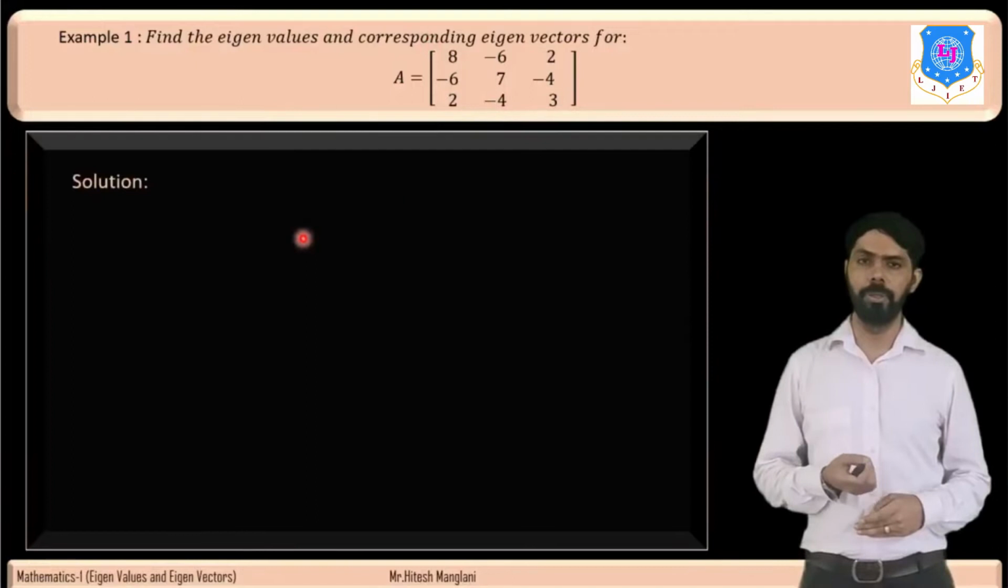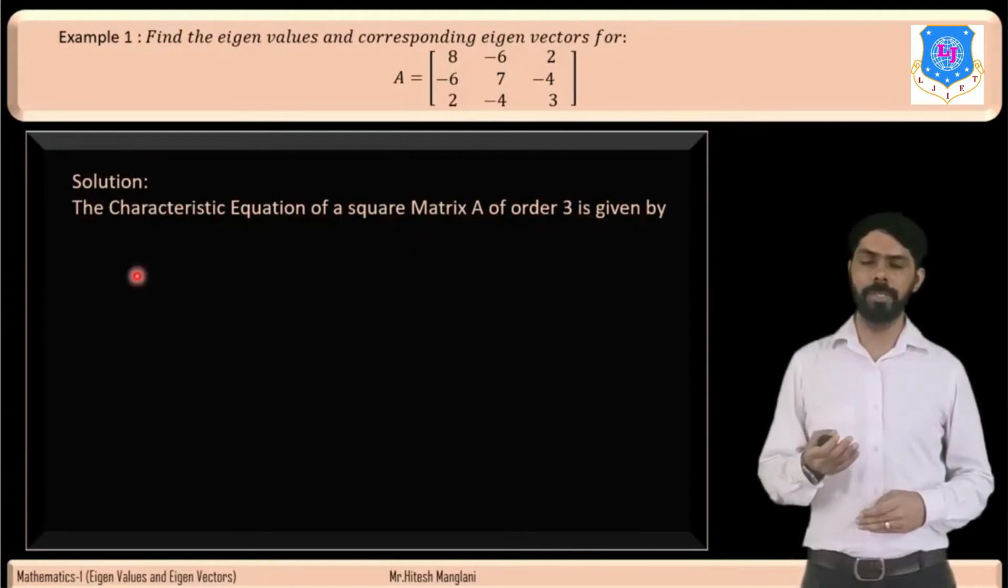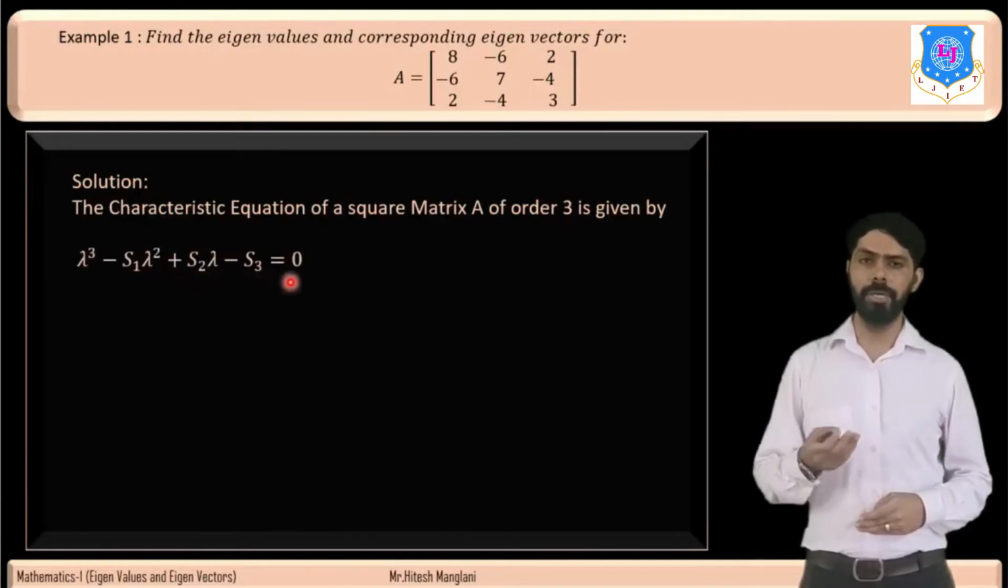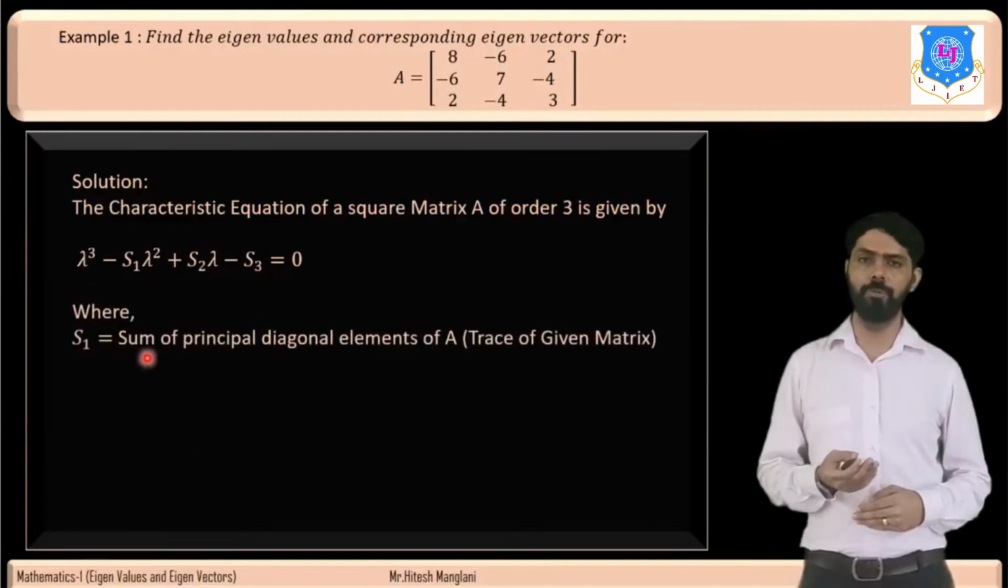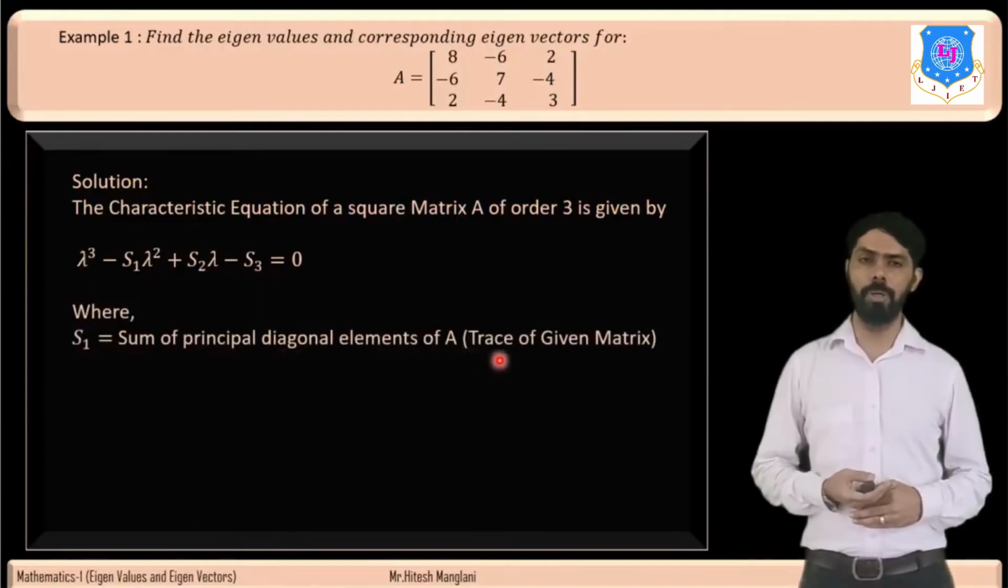First of all, the characteristic equation of a square matrix A of order 3 is given by lambda cube minus s1 lambda square plus s2 lambda minus s3 is equal to 0, where s1 is the sum of principal diagonal elements of A, which is also called the trace of the given matrix. So it will be 8 plus 7 plus 3, which is 18. So the value of s1 is 18.